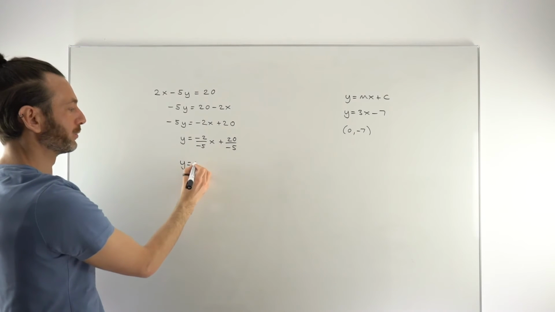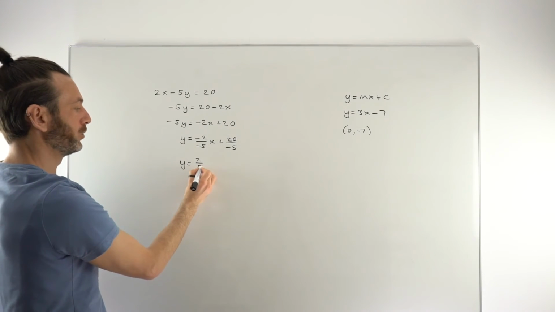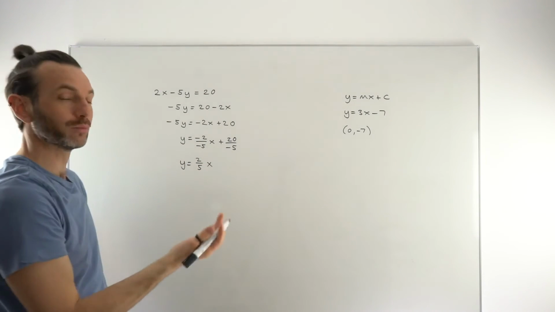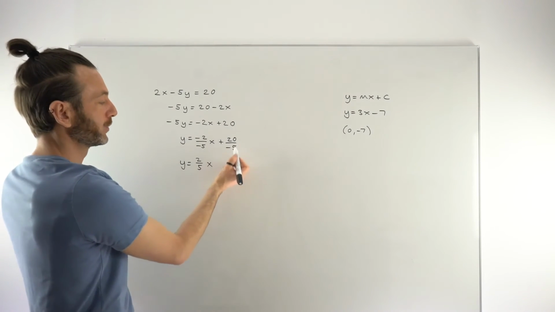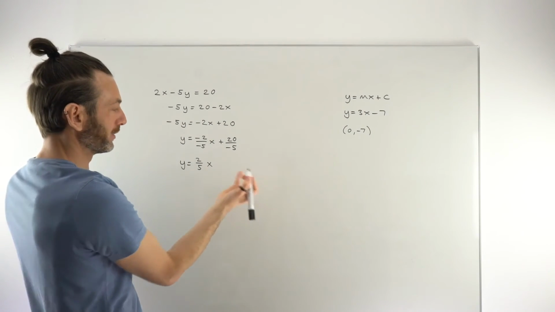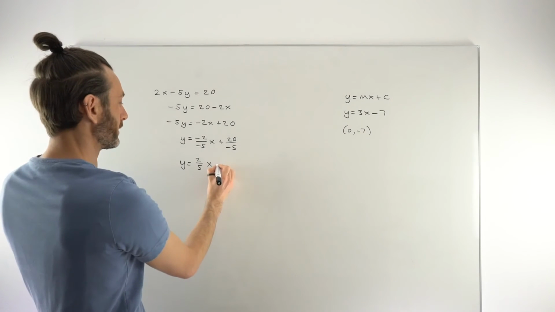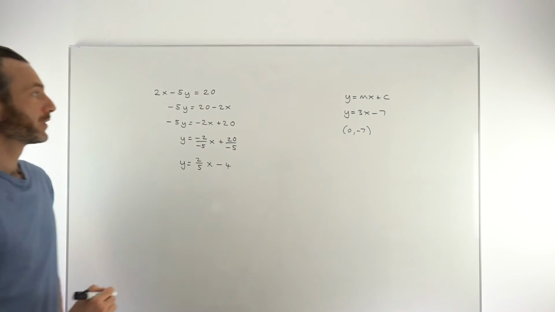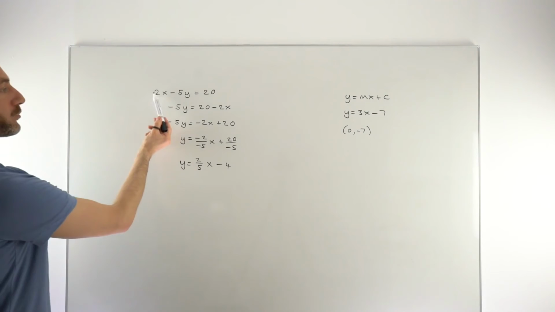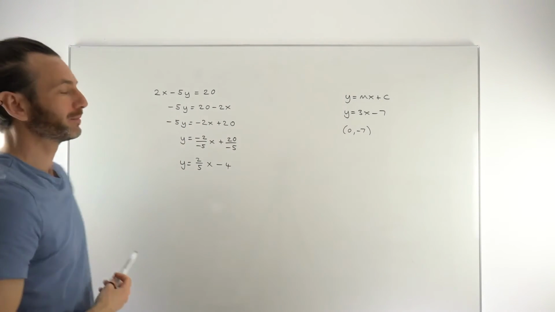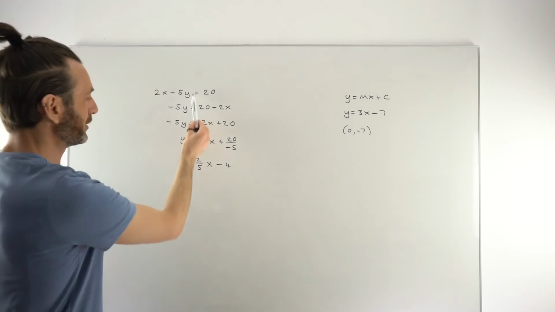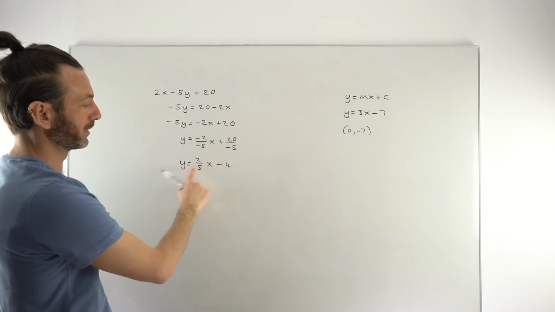So the two negatives here would cancel to give us just 2 over 5x. So 2 over 5 is a gradient. We don't need that in this particular question. 20 divided by negative 5, well 20 divided by 5 would be 4, so this has to be negative 4. So what we've done there is we've taken the straight line, which is in this sort of jumbled up non-standard format, and we've rearranged it by changing the subject of the formula to this.